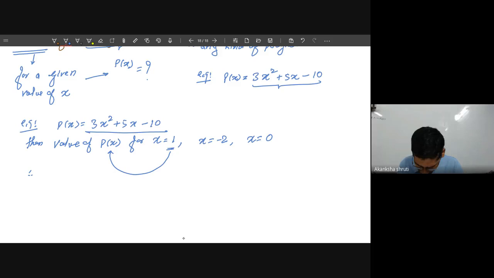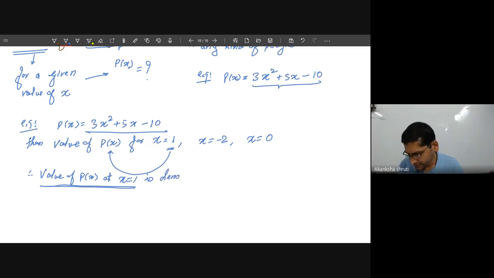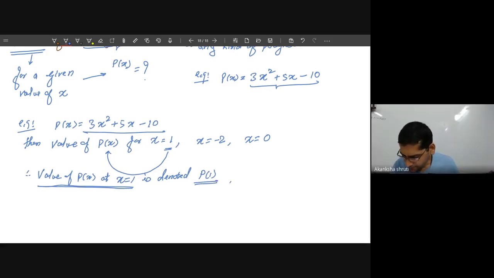So therefore, the value of p(x) at x equals 1, this entire statement, is denoted by, or obtained by, replacing this x by the value 1. So the ultimate purpose is to calculate p(1) is equal to what? This will give the value of p(x) at x equals 1.